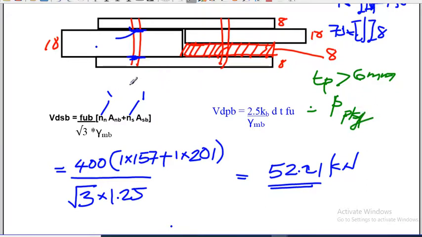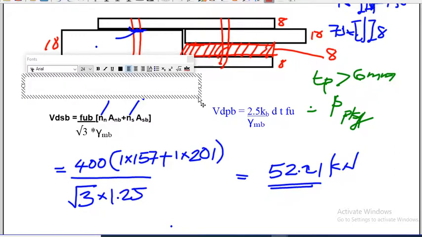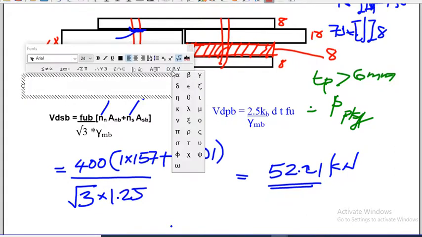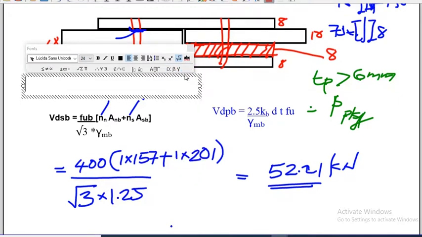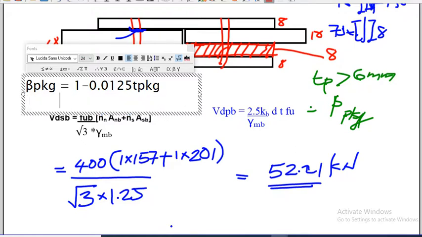So how do you calculate the reduction factor? The formula for the reduction factor for the packing plate, beta PKG, is equal to 1 minus 0.0125 times the thickness of the packing plate. In our case it is 1 minus 0.0125 into 8, since the thickness of the packing plate is 8 mm. So this is equal to 0.9.